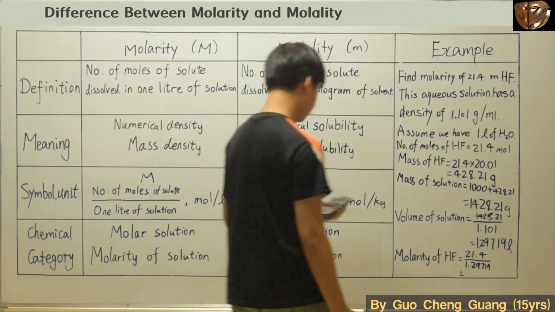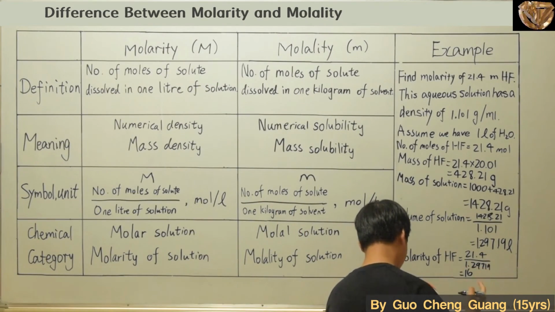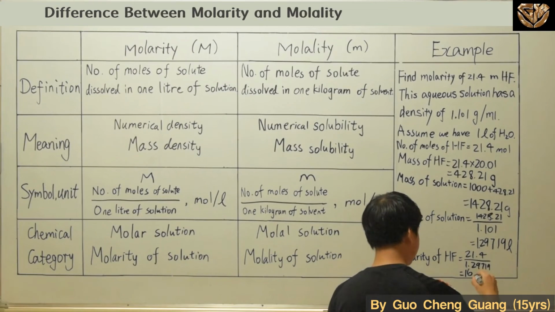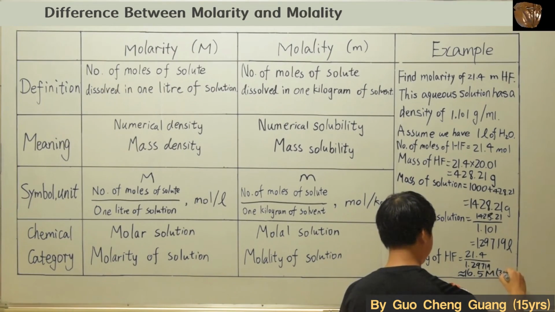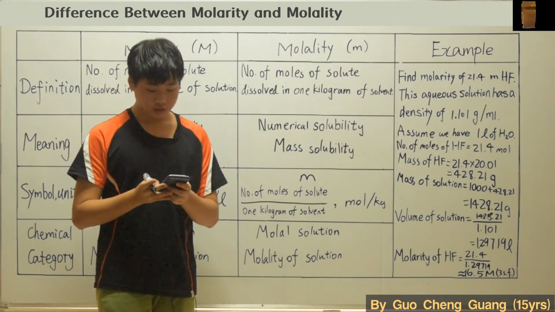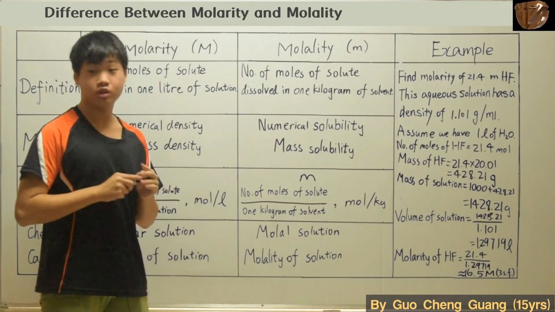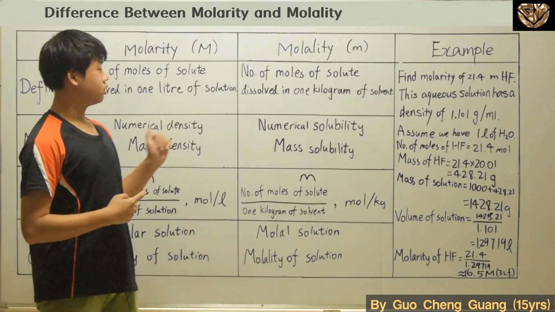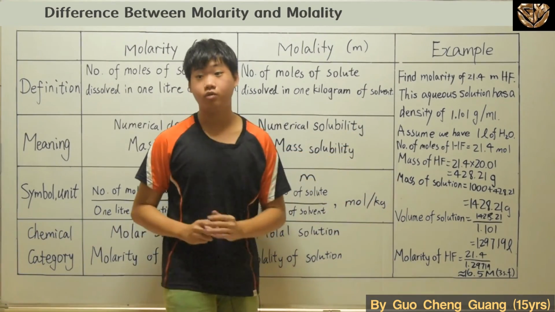So this gives us 16.497. So we could change that into 16.5 capital M, and here we put 3 SF, right? So this is our molarity of hydrogen fluoride, right? So as long as you know what you need to find and how you need to find, it's pretty simple, right?